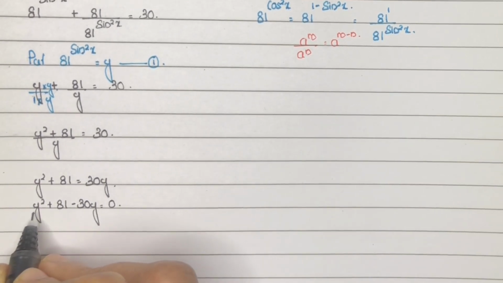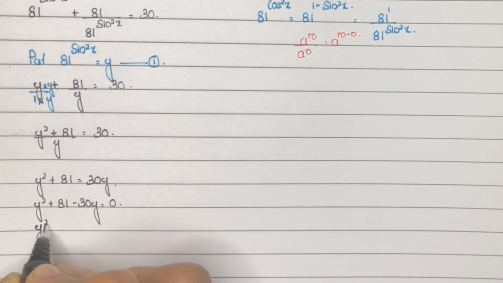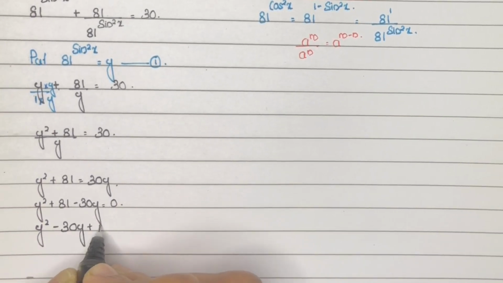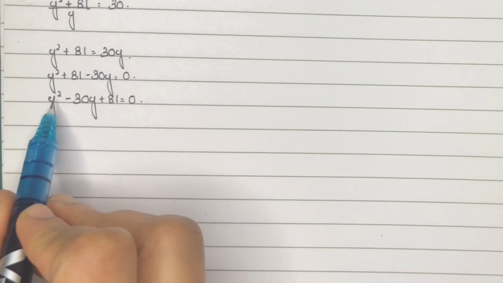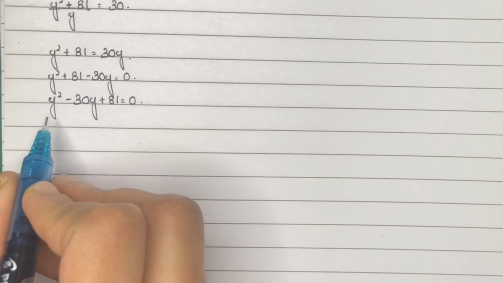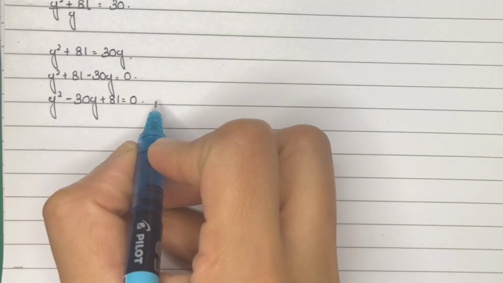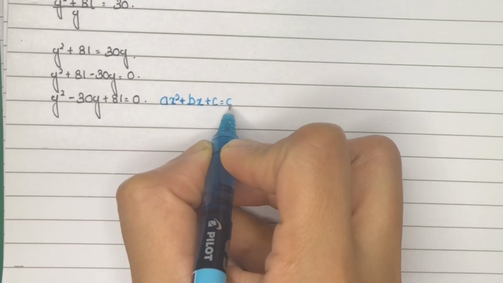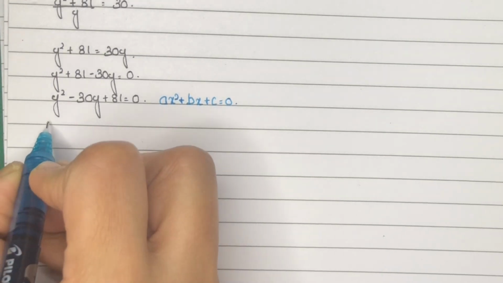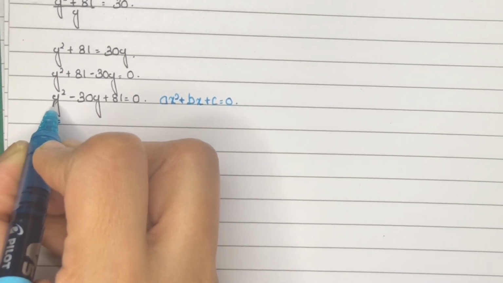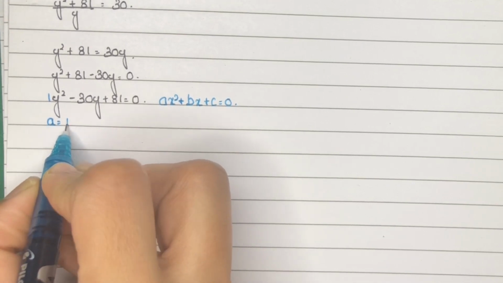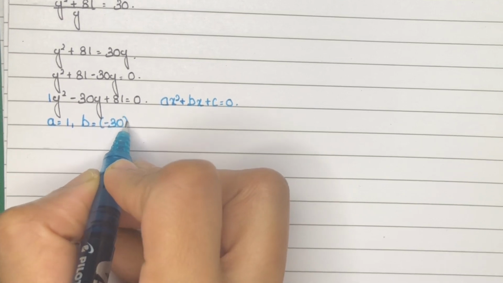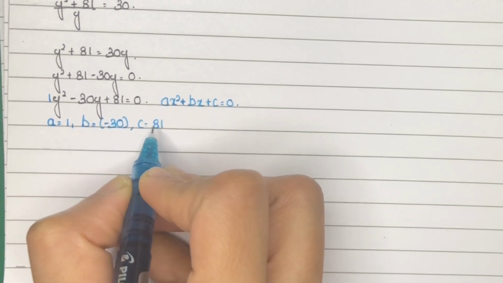Rearrange it. Here highest degree is 2. So first 2 degree y square, next 1 degree minus 30y, next constant plus 81 is equal to 0. Second degree equation, that is quadratic equation. Solve it and find the values of y. First compare it with the general equation, that is ax square plus bx plus c is equal to 0. So here a is equal to coefficient of y square, that is 1, b is equal to minus 30 and c is equal to 81.